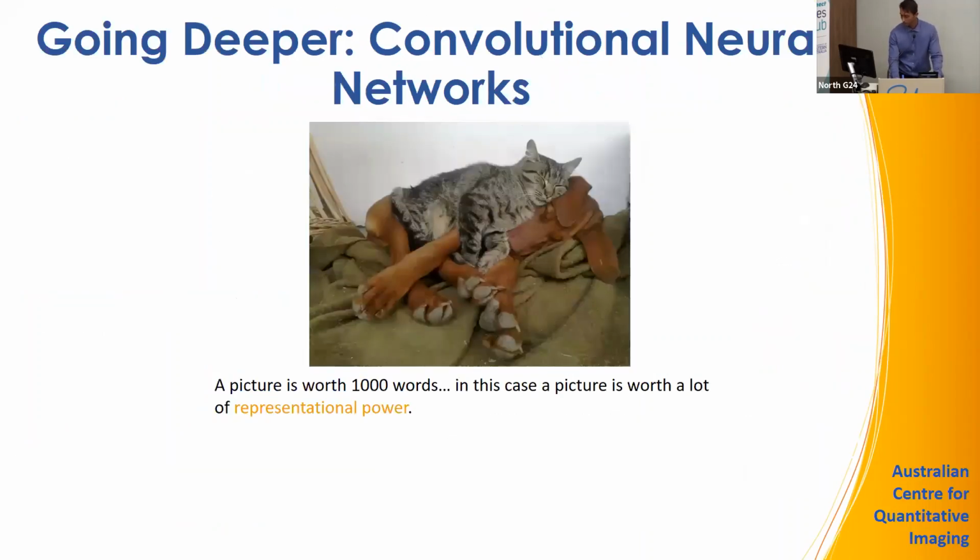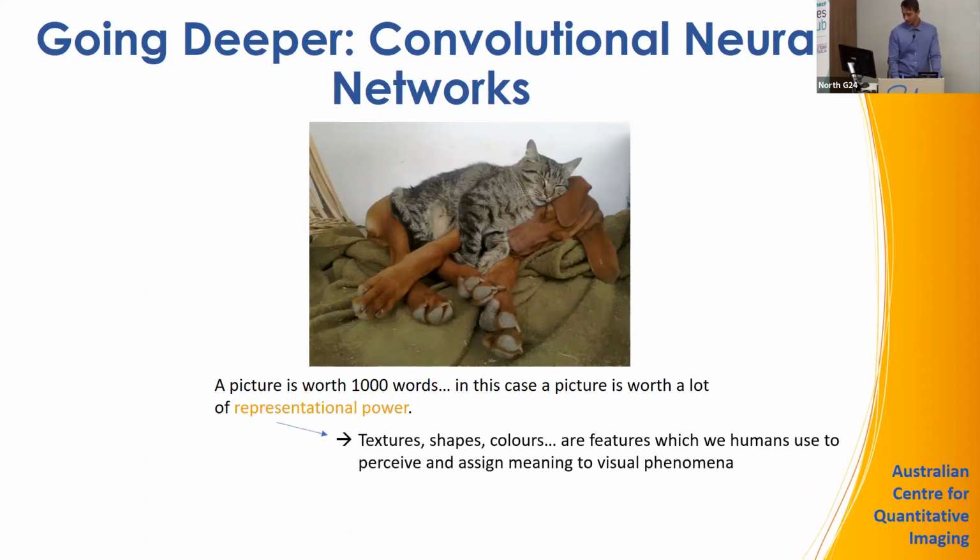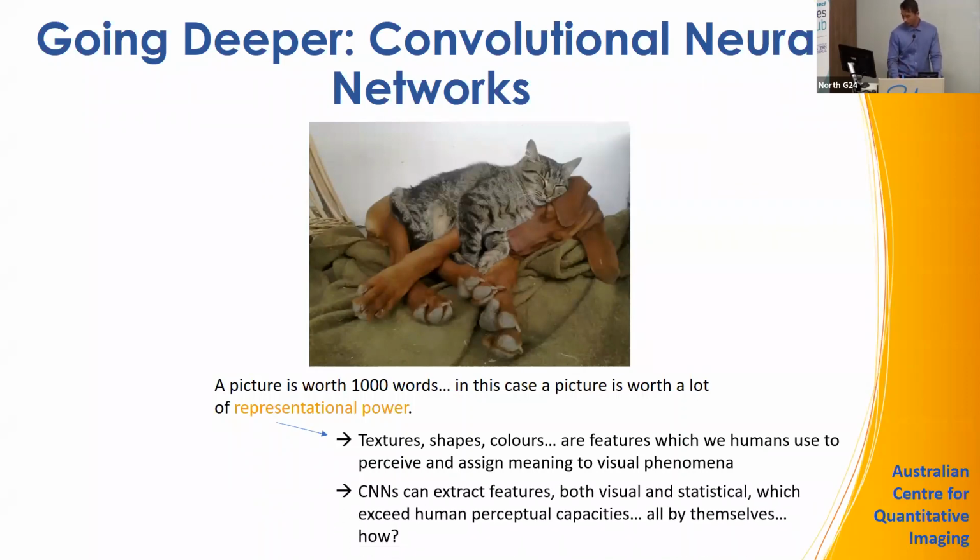Now I want to move on to convolutional neural networks, which work specifically with imaging data and not tabulated data, which was kind of what I was just talking about. So a picture is worth 1,000 words, but in this case, it is worth a lot of representation power. So the textures, shapes, and colors contained in images are features which we humans use to perceive and assign meaning to visual phenomena. But convolutional neural networks can extract features, both visual and statistical, which exceed human perceptual capacities. And they do this all by themselves.